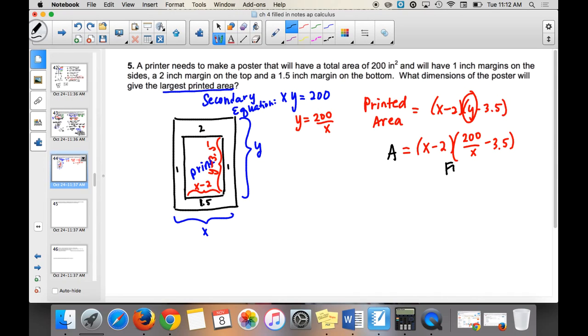So we're going to go ahead and FOIL out. And you don't have to. You could always take the derivative now, but it's probably a little bit easier if you FOIL now instead of FOILing after the derivative.